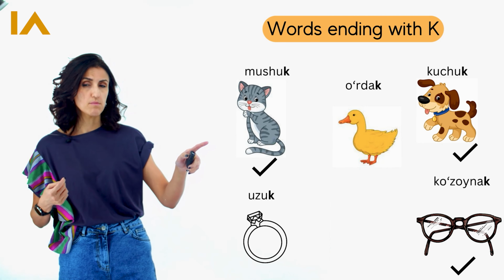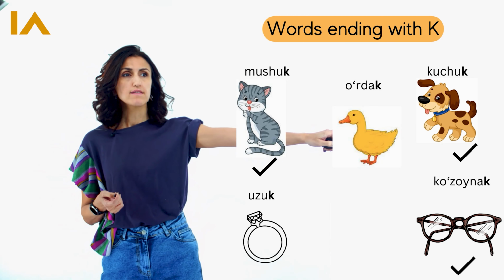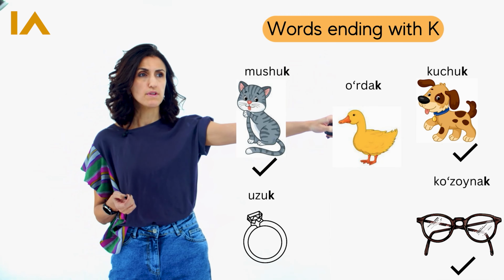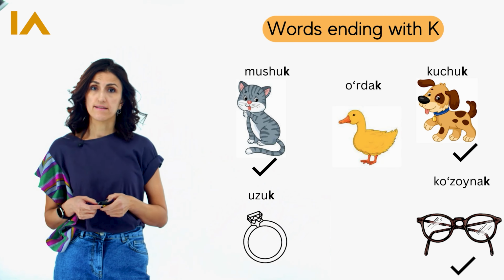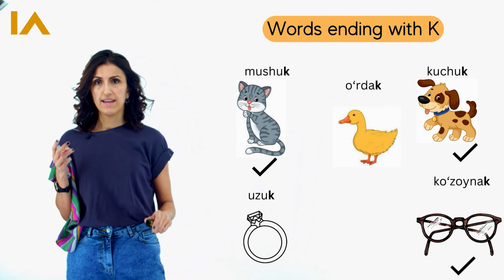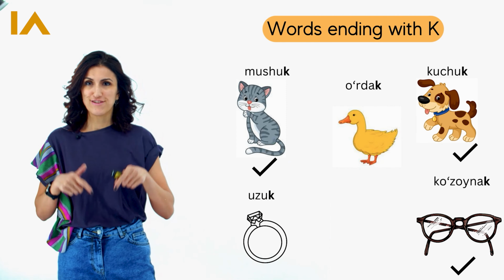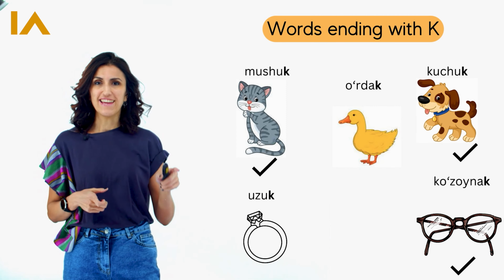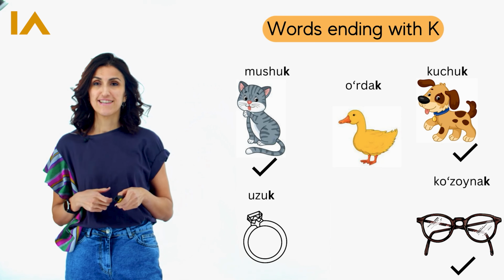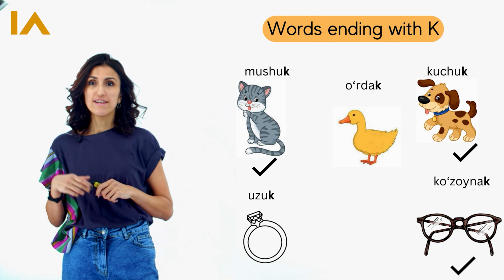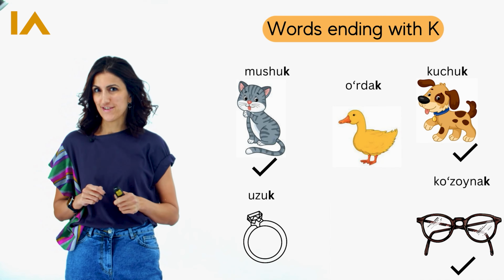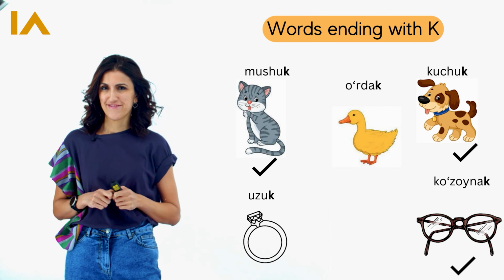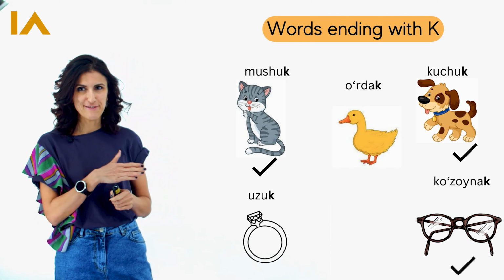So far we've used the word mushuk. We practiced changing k to g with küçük, and we also practiced with ko'z o'ynak. Your task is to pause the video and do this with the words uzuk, urdak and one more on your own. Okay? Pause the video. Okay, I will move on.